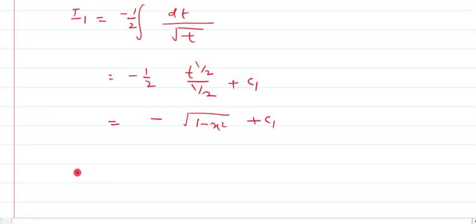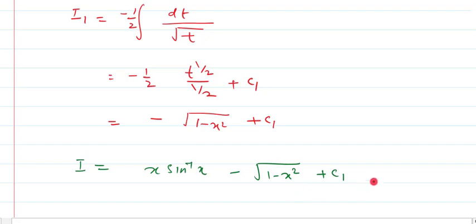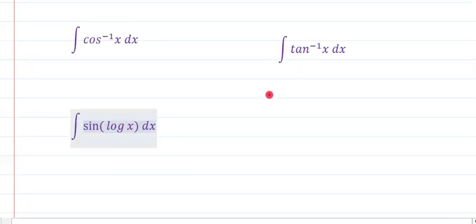So therefore the result I with you is x sine inverse x minus square root of 1 minus x square plus c1. Okay, so integration by parts also gives you the solution of integration of log x and sine inverse x types of functions. Similarly, you can calculate the integration of functions like cos inverse x, tan inverse x, sine log x and so on. So such types of functions you can also easily calculate by using the rule of by parts.